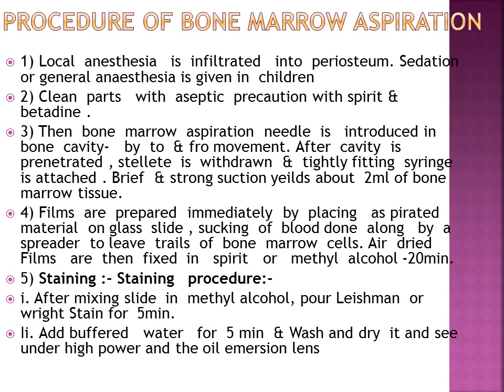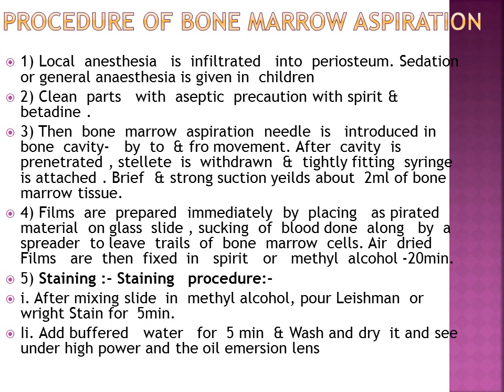Now we will see the procedure of bone marrow aspiration. First, local anesthesia is given into the periosteum, or sedation or general anesthesia is given in children. Then clean the parts: if you are taking from adults, the body of the sternum, or for a child the medial aspect of the tibia or iliac crest, then clean the parts with aseptic precaution with spirit and betadine.